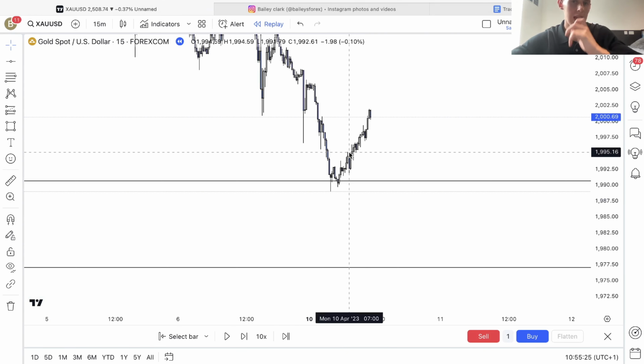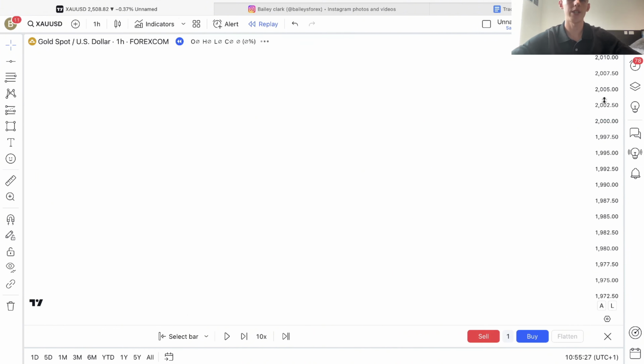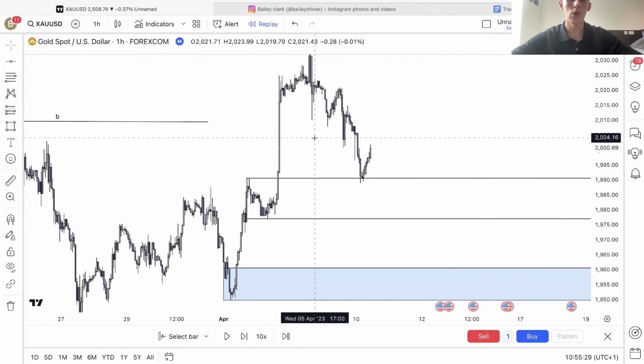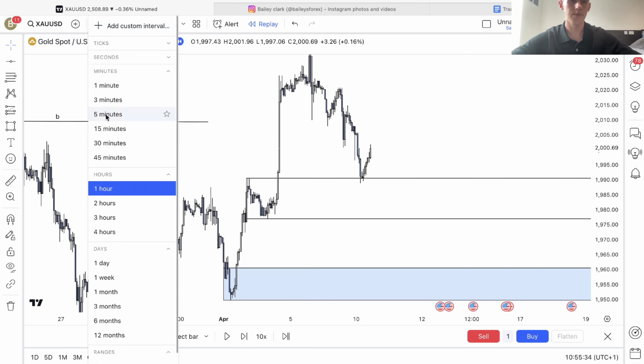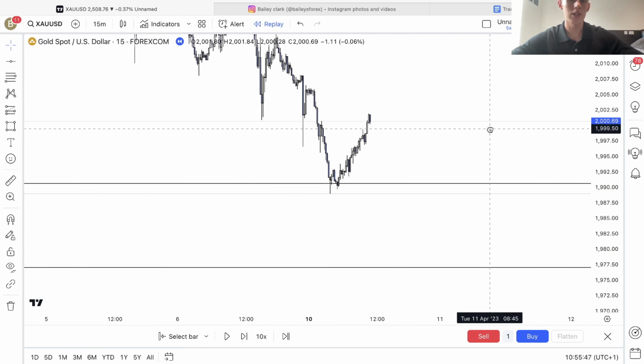And likewise, if the point of interest was identified on the 1-hour or the 15-minute, we go down to the 5-minute for our entries. Exact same entry model, just the time frame differs depending on the time frame on which you identified the point of interest. And yeah, all we do is go to the lower time frames.